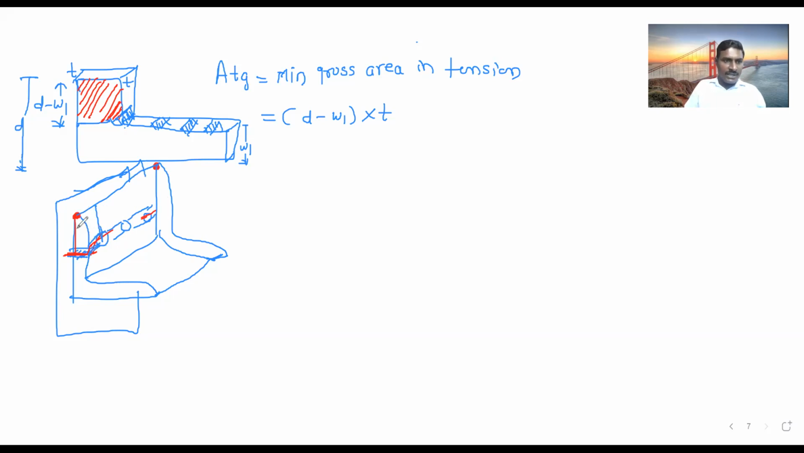So now this area. Are you getting? At this place you will have the second, third, fourth bolt. And this area is under shear and this is under tension. So this is the toe. So this is your D minus W1. And this is the thickness, the one I showed. So this is your thickness. Got it?